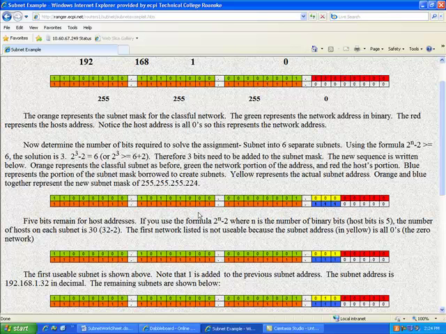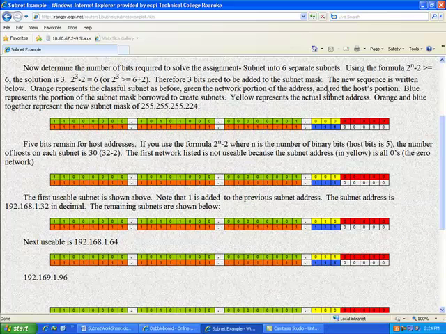So we have extended our subnet mask from 255.255.255.0 to 255.255.255.224, and we have 3 bits, 2 to the third, 8 minus 2, which gives us 6 usable subnets, because again we can't use the all zero subnet and we can't use the all ones. This one right here would again represent the 0 subnet.